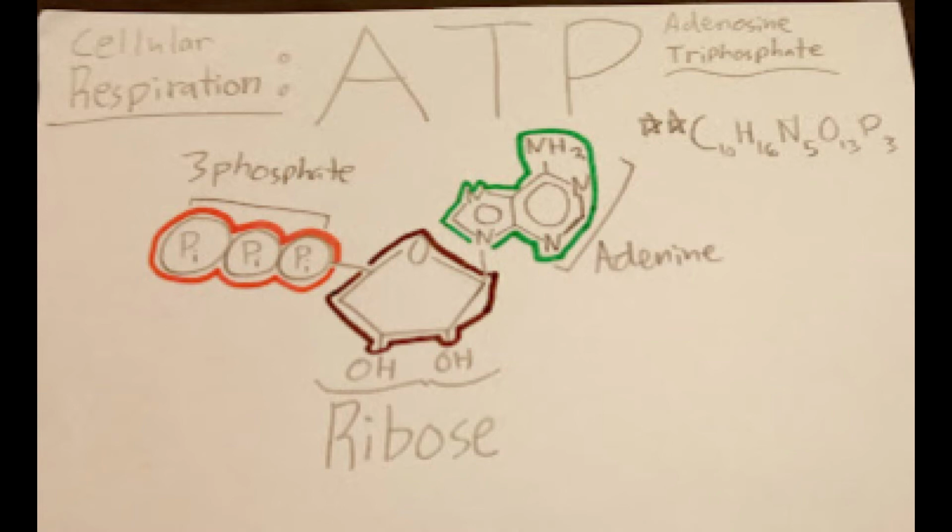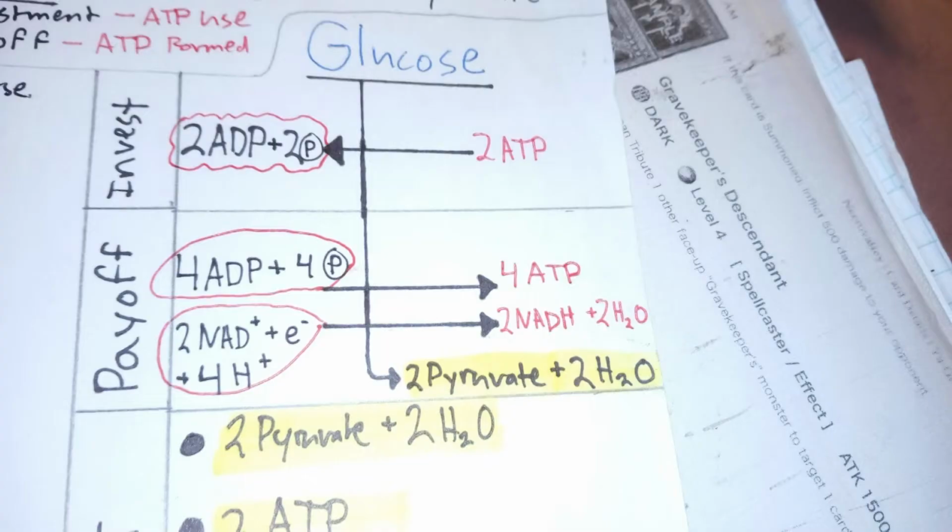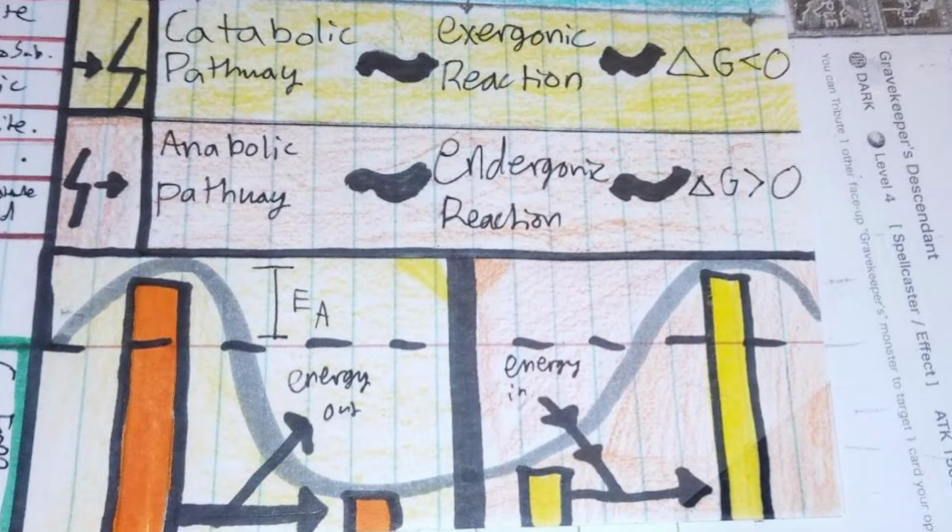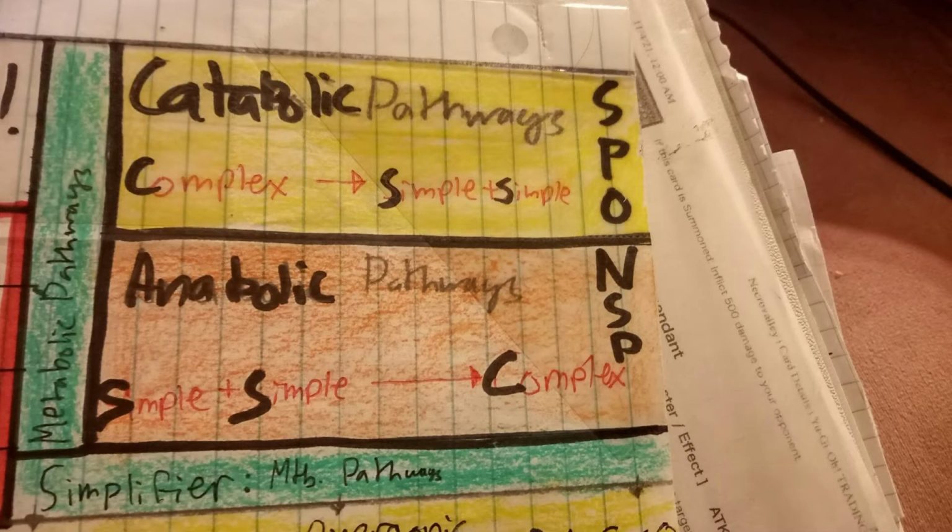Adenosine triphosphate, or ATP, can be used for energy for living things through the breakdown of triphosphate to ADP. This process is exergonic, with most energy lost as heat. ATP is hydrolyzed and broken down. It's a catabolic pathway where a complex is broken down.